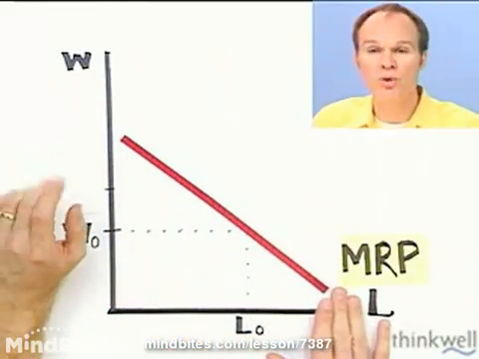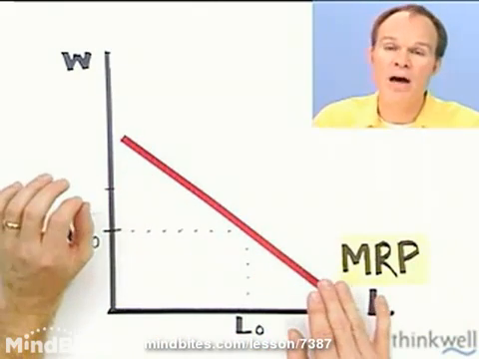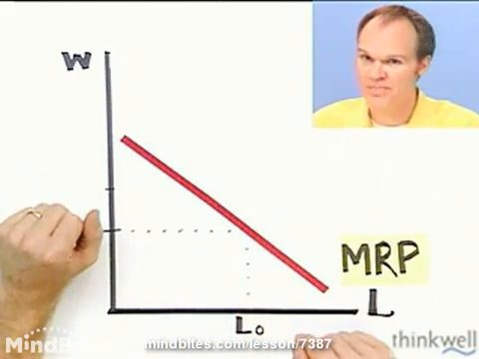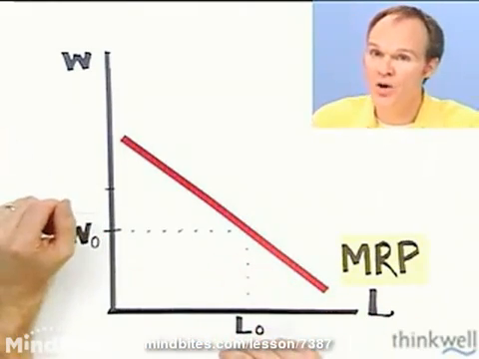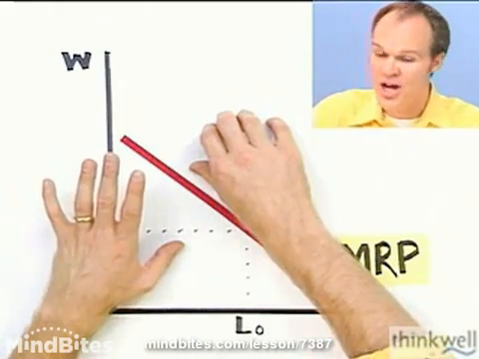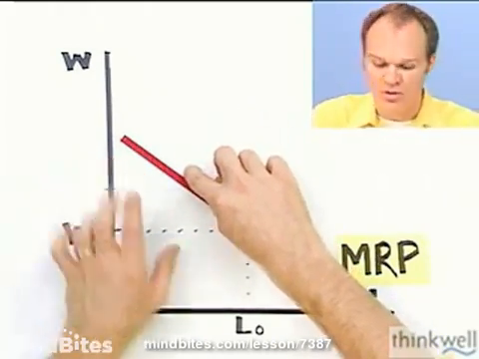Let's look first at the individual firm's demand for labor, and it's simply that firm's marginal revenue product curve. That is the curve that describes the amount of revenue added by each additional worker that the firm hires. The profit-maximizing rule is that a firm will continue to hire workers as long as the marginal revenue product exceeds the wage.